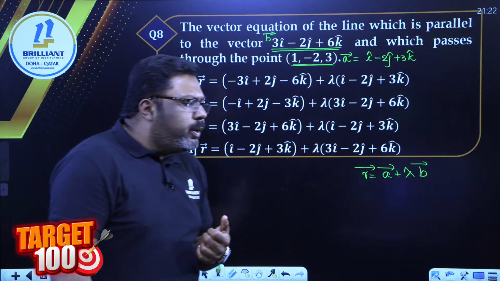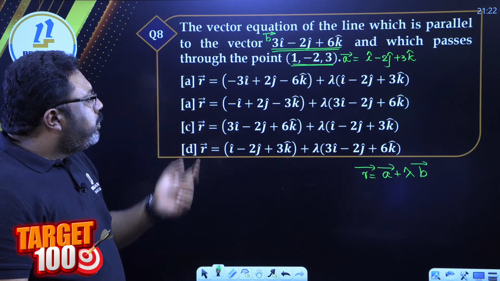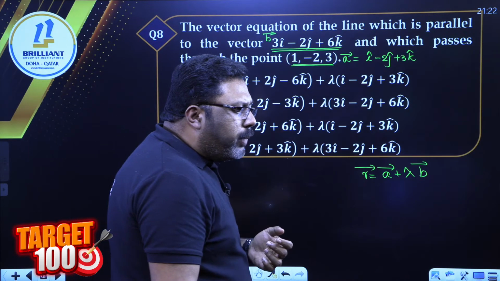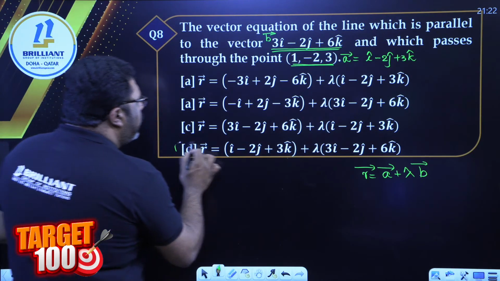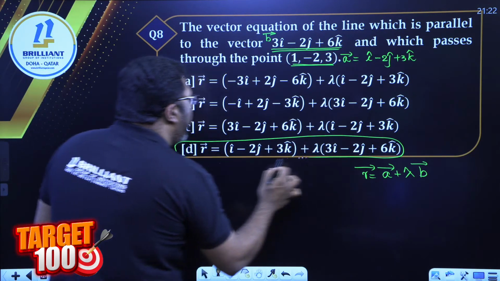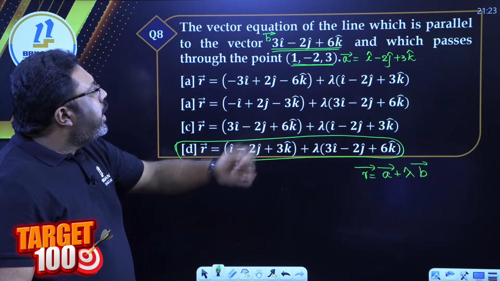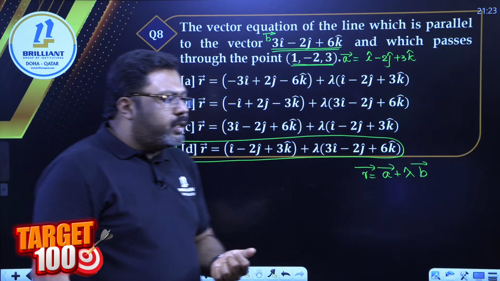Yes, right answers from all of you, please. Which is the right answer for you? A and B. Yes, right answer is coming from Prapti, Hanan, Joel and Sana. Which is it? Option D. I minus 2j plus 3k is the A vector and lambda times 3i minus 2j plus 6k. Very easy, straightforward answers.